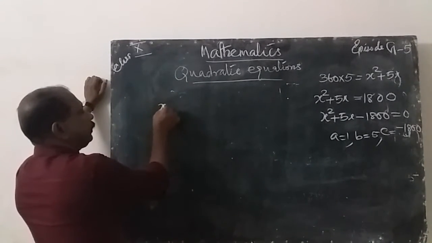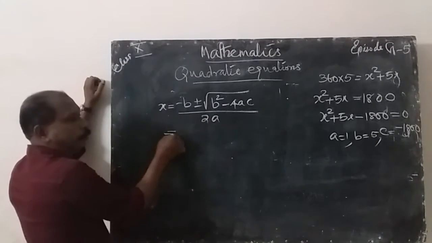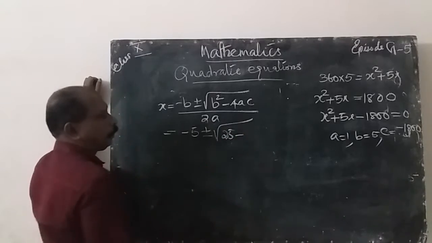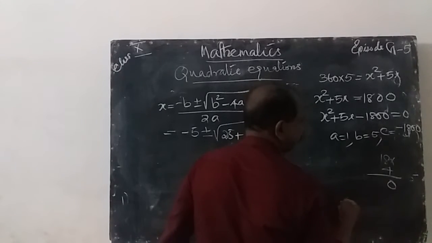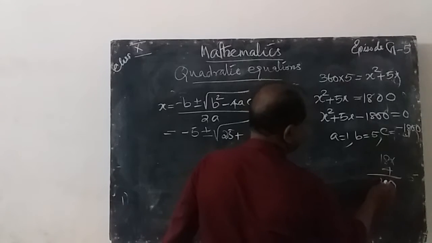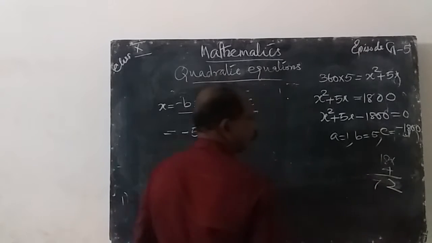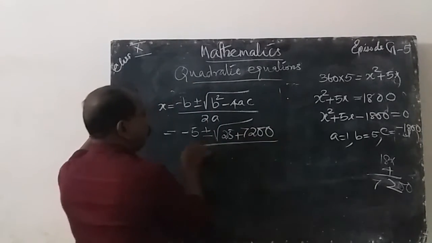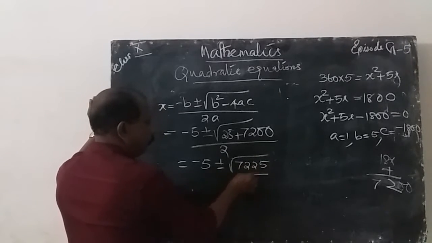That is x is equal to minus b plus or minus root of b square minus 4ac whole divided by 2a. b is 5, so minus b is minus 5, plus or minus root of 5 square, 25, minus 4 into 1 into minus 1800, that is plus 7200. So x is equal to minus 5 plus or minus root of 7225 divided by 2.